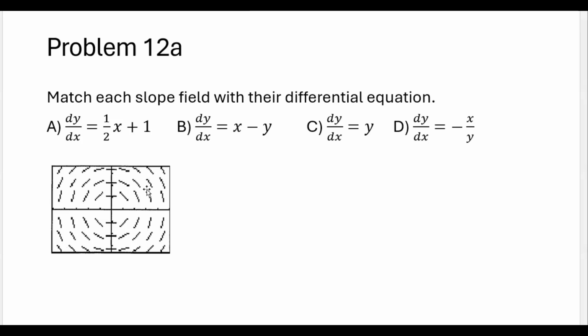So in quadrant 1, when y equals x, I think it's only quadrant 1 actually, when y equals x, actually it should be over here as well. Yeah. So when y equals x, the slope should be 0, but that's not the case. So eliminate B as well. So answer is D.